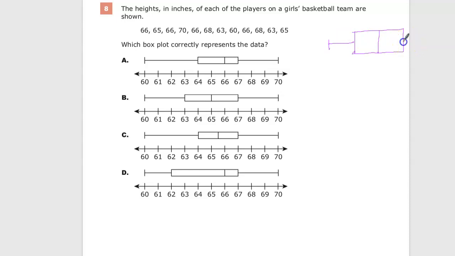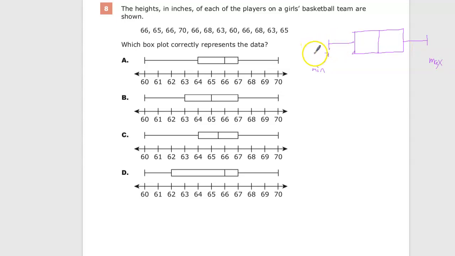This is what a box plot looks like. Sometimes it's called a box and whisker plot. These are the whiskers here. At this end, you have the smallest number, so you call that the minimum value, and I'll just put min there. Up here is the largest value, and that's the max.